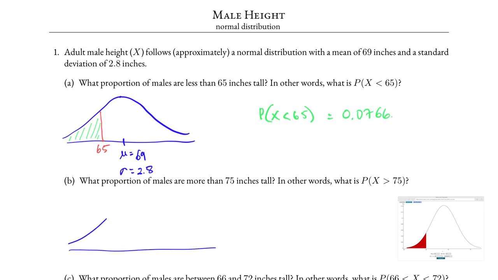The same thing, we would draw the normal curve, label the mean 69, the standard deviation of 2.8. The desired x value in this part is 75, and 75 is on the right hand side of the mean 69. So we would draw the vertical line, label 75. We want the proportion that is more than, so we will shade everything on the right hand side of 75. Then we can use a calculator.